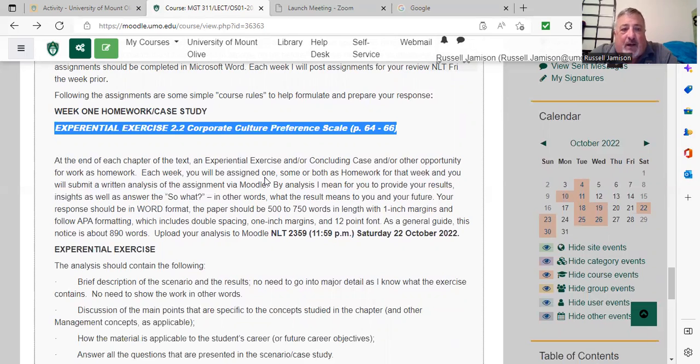It kind of switches up. One week there may be one of these. Next week there may be 2. So just kind of a heads up that it changes out. But again, this is an opportunity for you to demonstrate some knowledge, and it goes through some self-analysis in this particular case. This is pretty much what they mean by experiential, and or a concluding case where you're to rip a case apart and answer some questions.